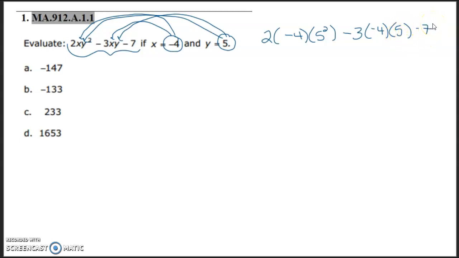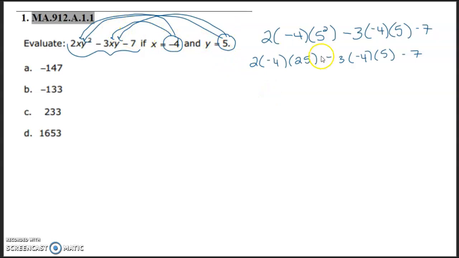So now this is just simplifying. In PEMDAS, parentheses, exponents, multiplication, division, addition, and subtraction, we're going to do the exponents first, and we're going to do one tiny step at a time. So we have 2 times -4, and then that exponent, which is 5 squared, turns into 25, minus 3 times -4 times 5 minus 7. Okay, so we're done with parentheses, we're done with exponents. Now we're in multiplication and division from left to right.